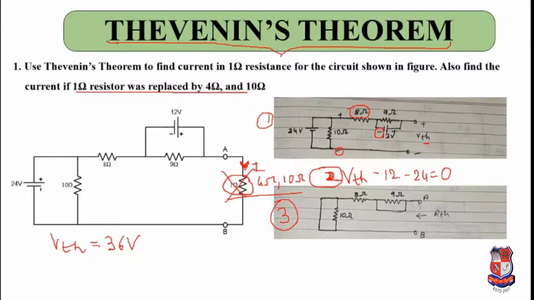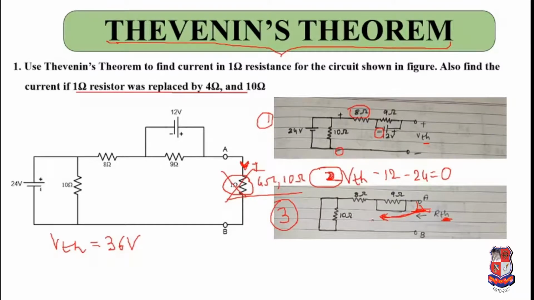The third step is you have to remove all the independent sources present in the circuit and find the equivalent resistance. To remove a voltage source, you need to short circuit it. Similarly over here, the 24 volt source is replaced by a short circuit. So now you need to find RTH. RTH is found simply by looking from the side where you have open circuited.